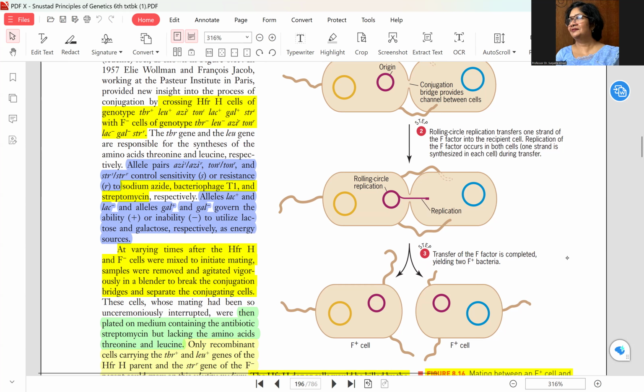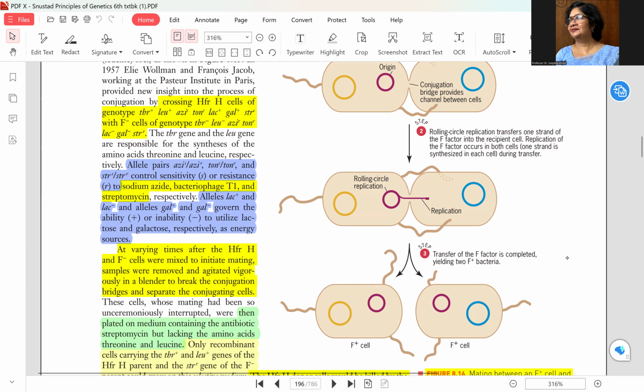In this case, the genotype of the recipient cell is just the opposite of those in the donor cell. That is, if the donor is threonine plus, the recipient is threonine minus. If the donor is leucine plus, the recipient is leucine minus, and so on. So what do these phenotypes actually mean? How do they help bacteria, and what do they do inside the bacterial cells?